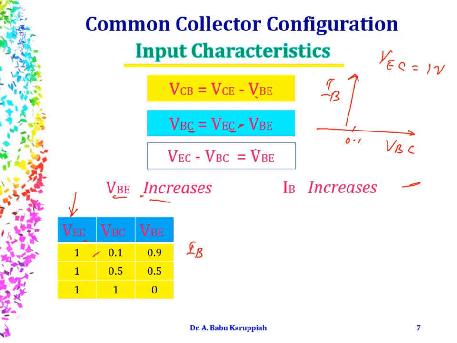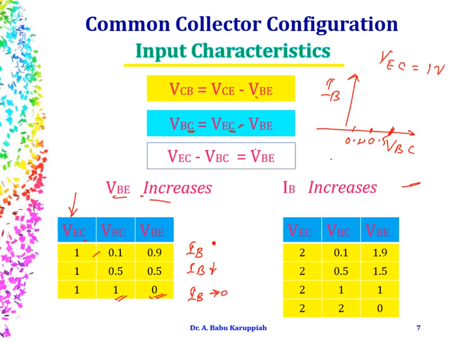Now when VBC is increased to 0.5, VBE is 0.5, right? When compared to the previous value, it has reduced, and so IB will start decreasing. And when we take VBC to be 1 volt, the voltage across the base emitter terminals becomes 0, and so automatically you will have IB to be 0. Before that, now we will go for another set of readings.